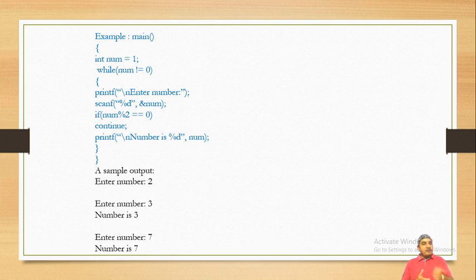If we enter number 7, the modulus is not equal to 0, or the remainder is not equal to 0. So we continue, and the number displayed on the screen is 7.